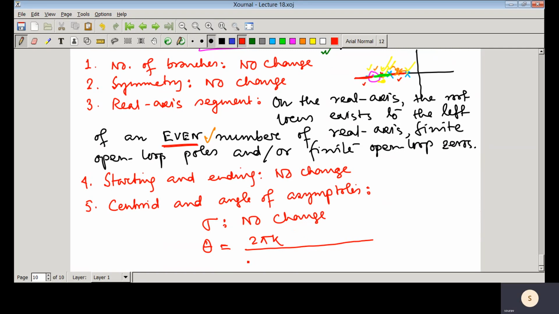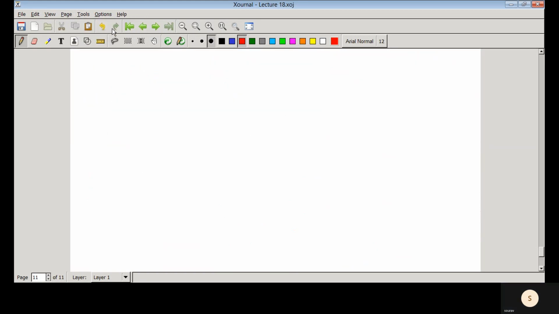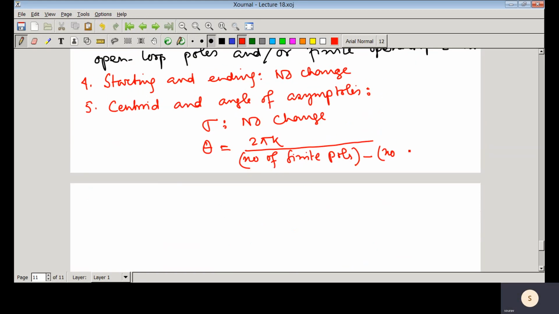and here number of finite poles minus number of finite zeros. So here there is a change in that formula, and here this k is 0, plus minus 1.